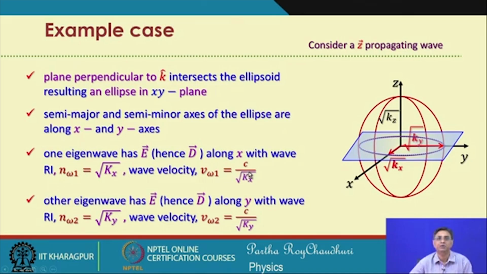So, one eigen vector will be along the x axis, that is n omega 1 will be under root of k x, and the wave velocity corresponding to that eigen vector will be given by c by under root of k x. The other eigen wave has the electric field E and hence D along the y axis, and the refractive index seen by this wave which is travelling along the z direction will be equal to under root of k y. The wave velocity for this wave will be c by under root of k y.